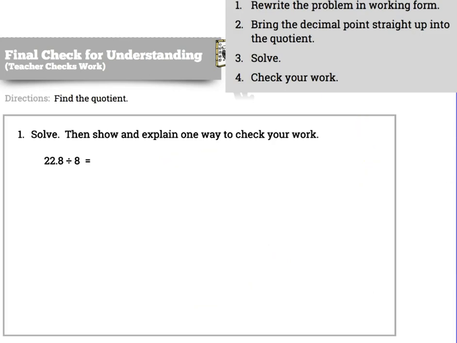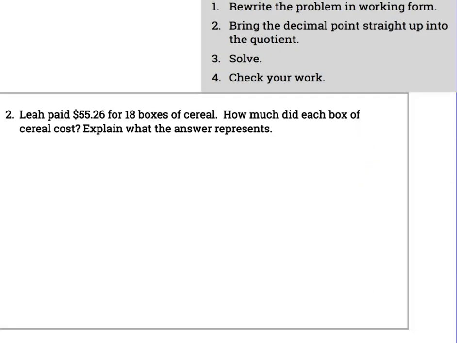So now let's check the next one. And again, another word problem. Lee paid $55.26 for 18 boxes of cereal. How much did each box cost? So again, let's set this up in working form. Then you're going to do the division. Okay. Pause the video here, finish your division, and then check back in.